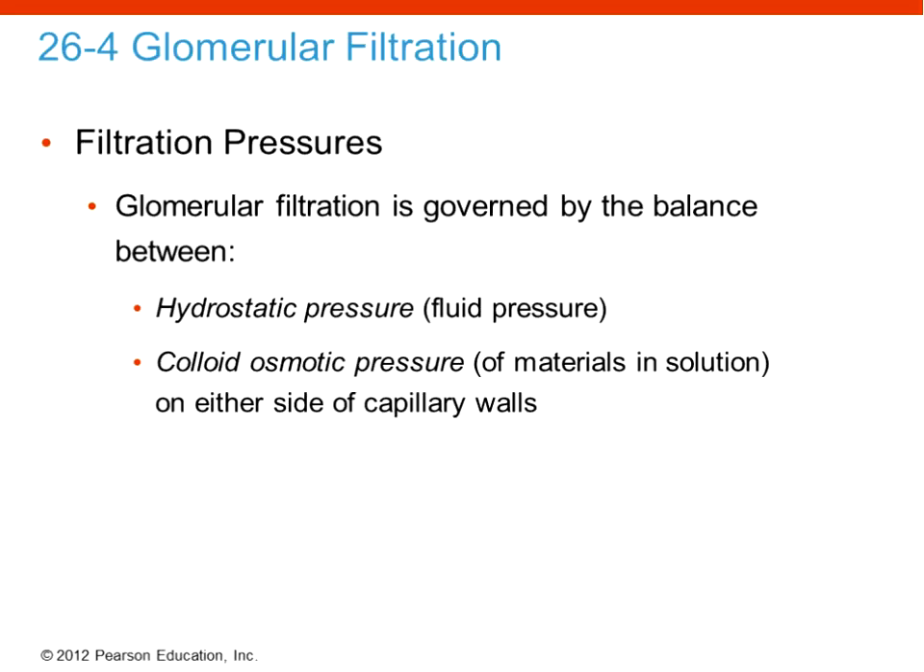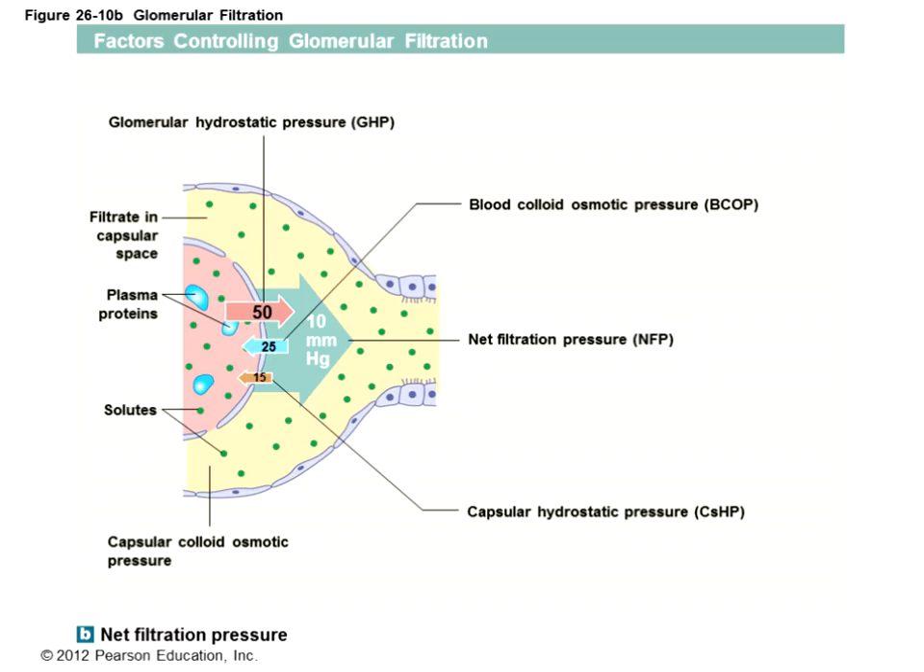And this filtration by the glomerulus, again, is driven by pressure, right? The pressure that's arriving at the glomerulus and the pressure that's inside the capsular space. Those both things are going to drive how much filtrate is ultimately produced. So you have the hydrostatic pressure, which is in the fluid, and then you have the pressure of the materials in the solution itself. These things are all going to contribute to that.